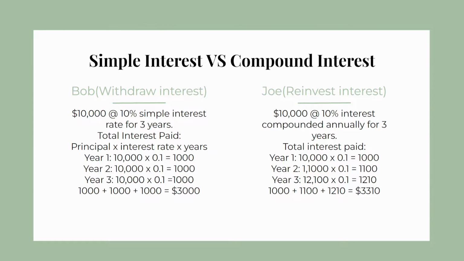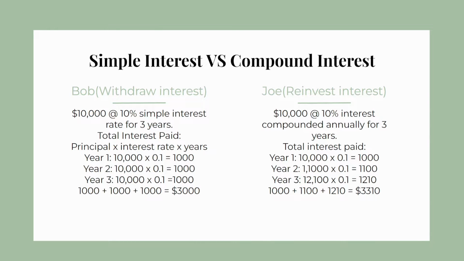On the other hand, Joe reinvested his interest, increasing his interest paid every year. So in year 1, Joe makes the same as Bob, which is $1,000. The difference shows in year 2, as Joe doesn't withdraw but reinvests his earnings back into the principal. So our principal was $10,000, but with the reinvestment, it grew into $11,000. So the interest is paid on this new principal, which results in 11,000 times 0.1, which gives us 1,100.